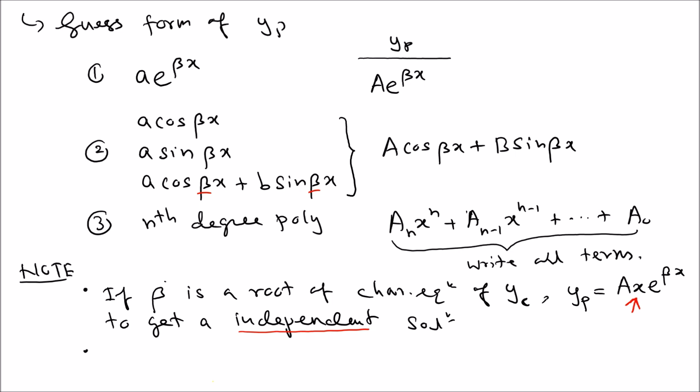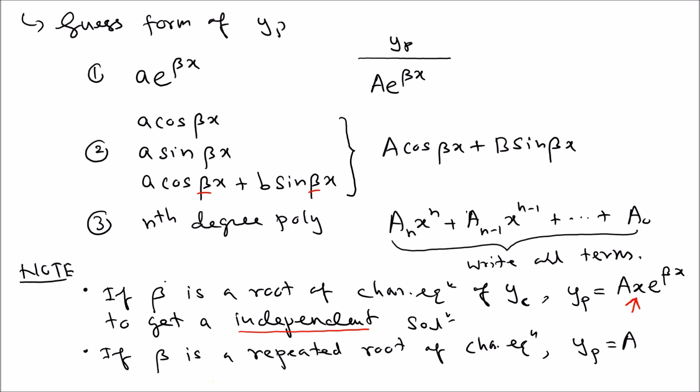And then, if beta is a repeated root of the characteristic equation, you need another x. So it's not just one x, you have one more x: A x squared e^(beta x). That's what happens if it's a repeated root. You need to add one more x to get an independent solution.